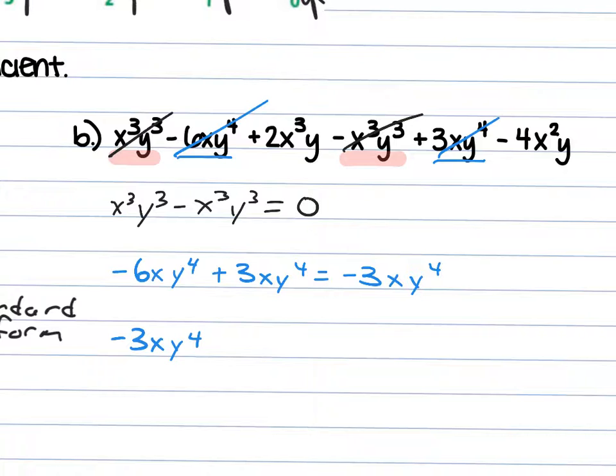Okay, so anything else that we can combine? No. So you cannot combine those last 2 terms because this x and this x do not match. So all I'm going to do is rewrite those. Plus 2x to the third power y, minus 4x to the second power y.